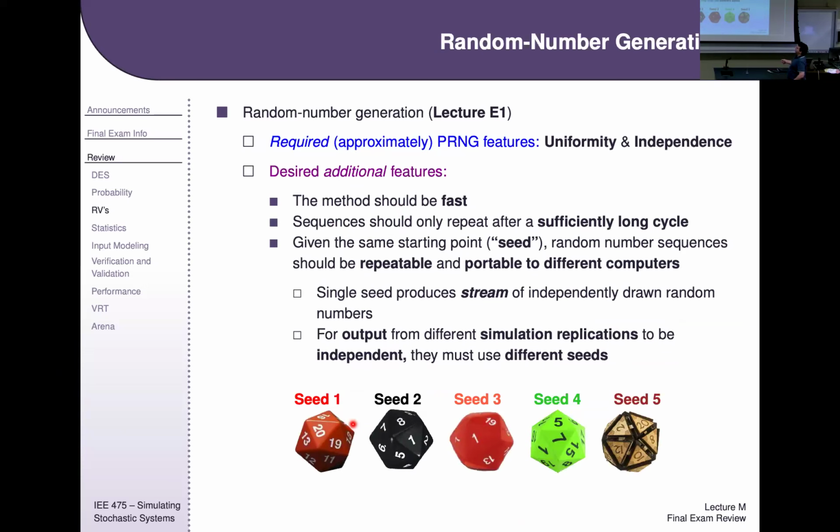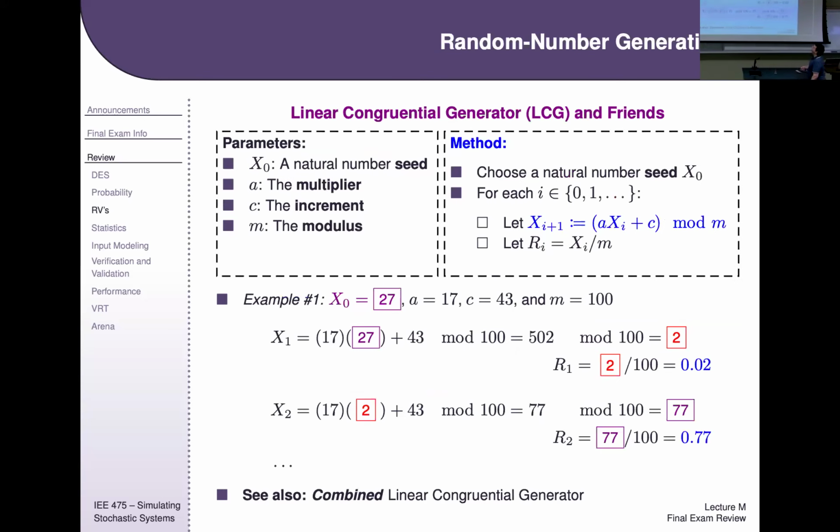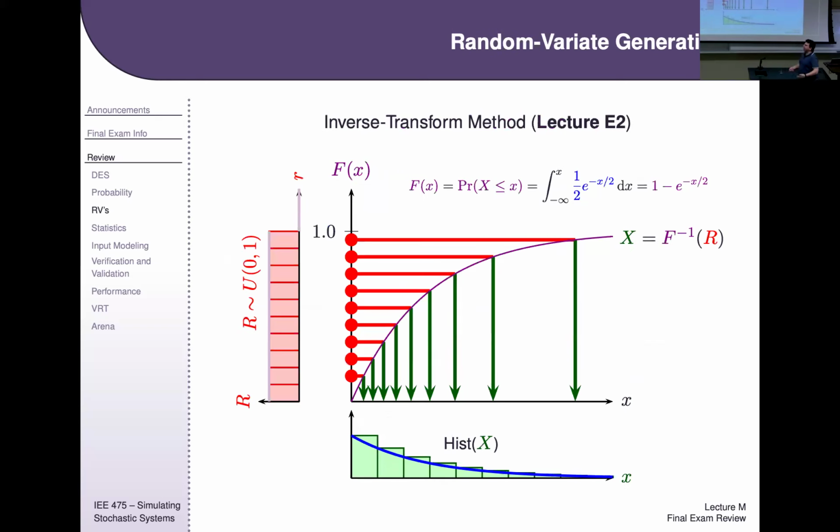And so knowing that there are seeds behind the scenes, that's the reason why we can trust that replication 1 is independent from replication 2: because Arena used a different seed at the beginning of each one of those replications. Understanding how that works is important. Again, it's not a bad idea to remember the LCG formula. I just want you to know that it exists as a good way to generate uniform random numbers. I wouldn't prioritize it. It's not going to be a major part of the exam.